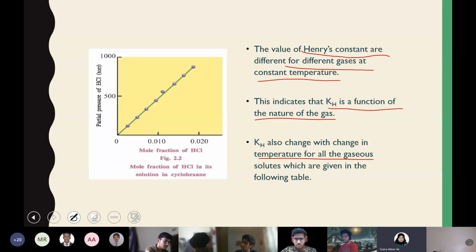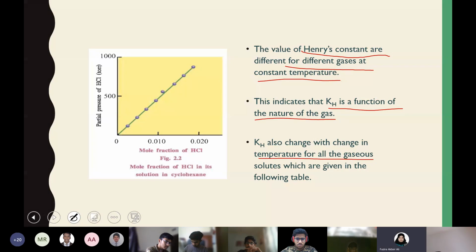So you can write as a point: Kh, that is Henry's law constant, depends on the temperature and also the nature of the gas. That is what you can find out from the slide. The factors affecting the Henry's constant: it is dependent on the nature of the gas and also on the temperature.